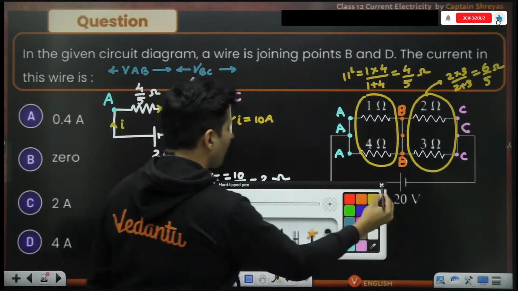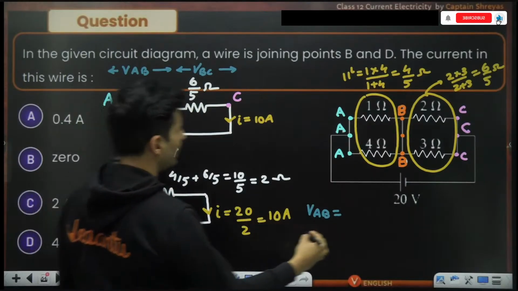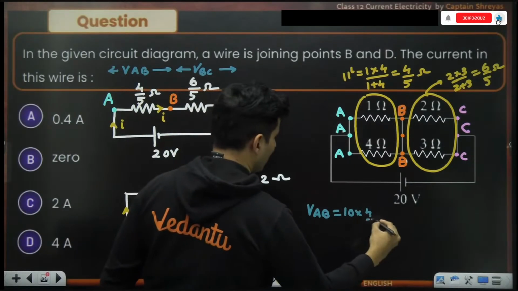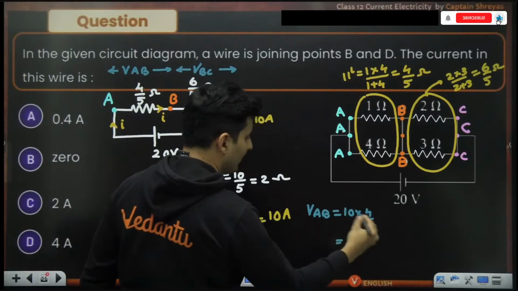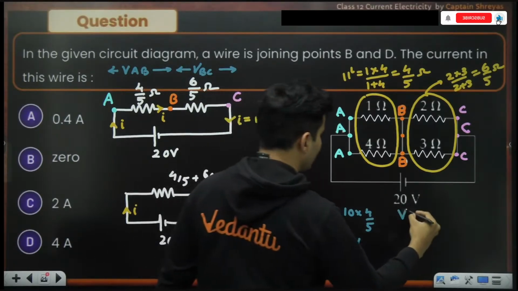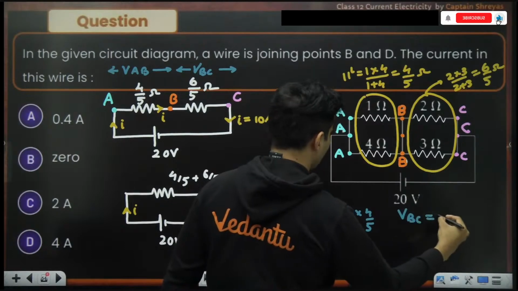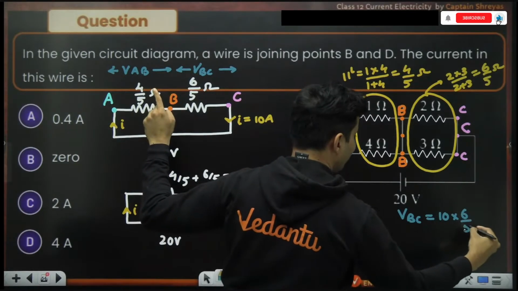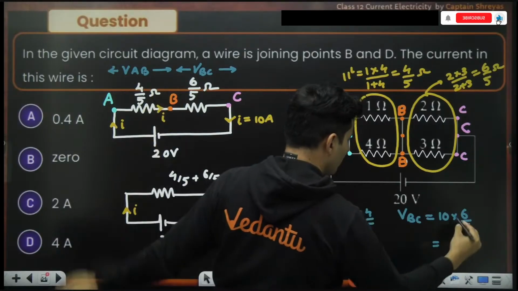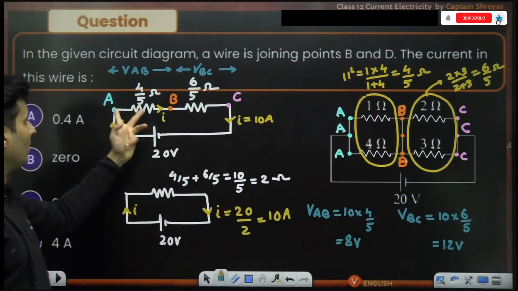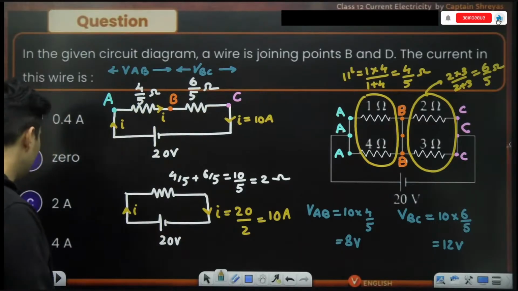Of course, the same current of 10 ampere. So VAB will be I into R. I is 10, resistance is 4 by 5. 10 by 5 is 2, 2 4s are 8. So 8 volts. Similarly, for VBC, current is 10, resistance is 6 by 5. 10 by 5 is 2, 2 6s are 12. So 12 volts. Okay, so I got the voltage across this and the voltage across this.